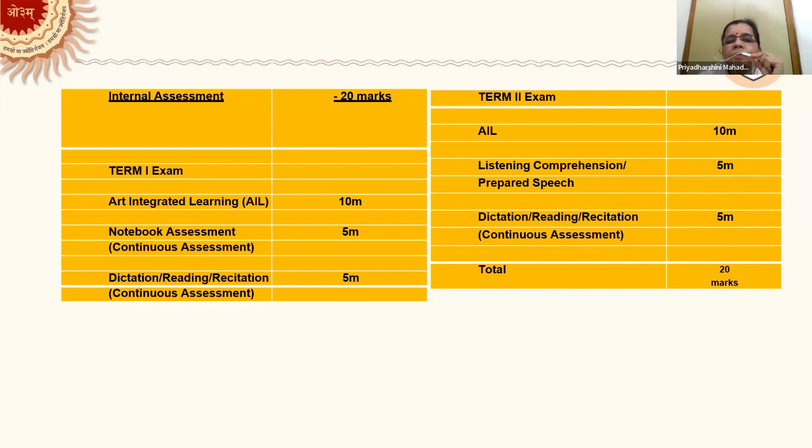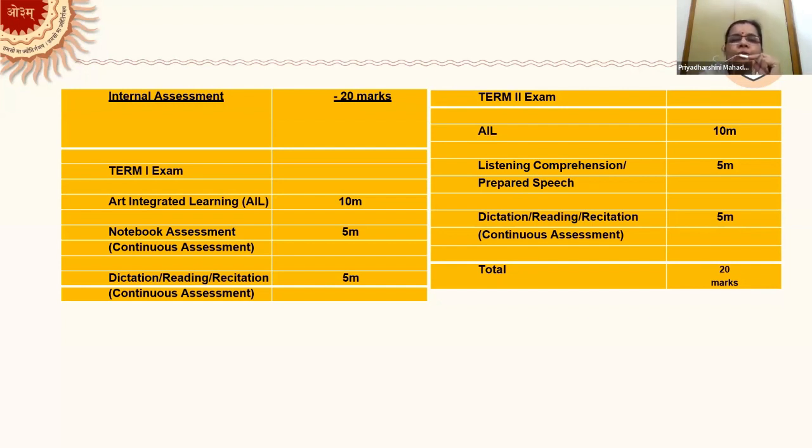So notebook assessment is a continuous assessment throughout the year, isn't it? For all the lessons, you're going to do the correction. They will be submitting their notebooks, and you have to check them. So that is for 5 marks. Then another 5 marks, you can have either dictation, reading, or recitation. Those three are also continuous assessment. So this is all about internal assessment for 20 marks.